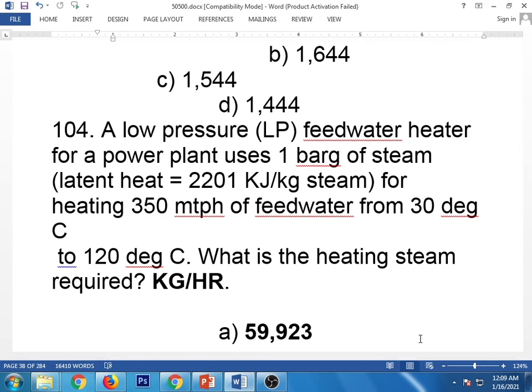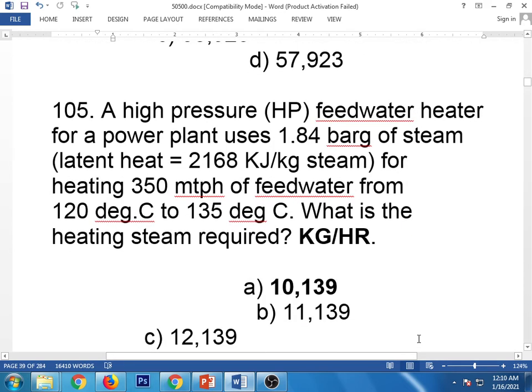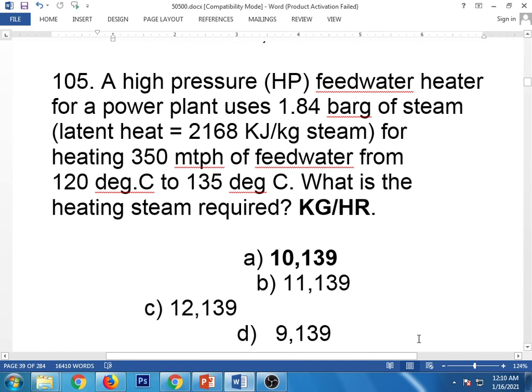A low-pressure LP feed water heater for a power plant uses 1 bar g of steam. Latent heat is equal to 2,201 kJ per kilogram of steam. For heating 350 mtph of feed water from 30 degrees Celsius to 120 degrees Celsius, what is the heating steam required in kilograms per hour? Answer: 59,923.